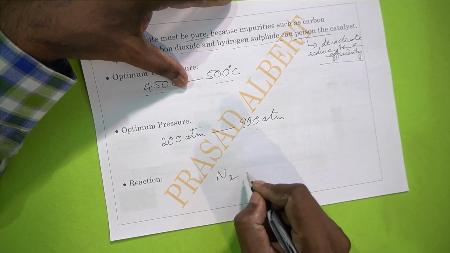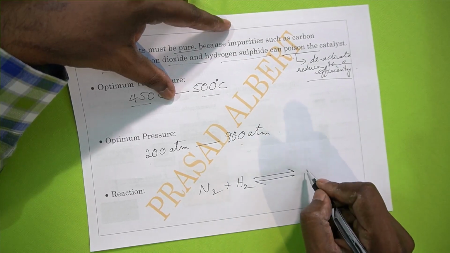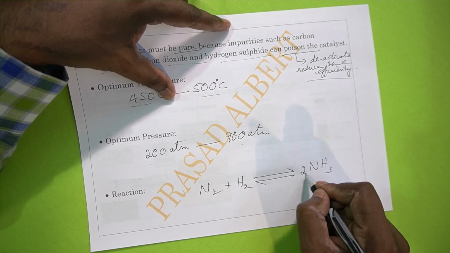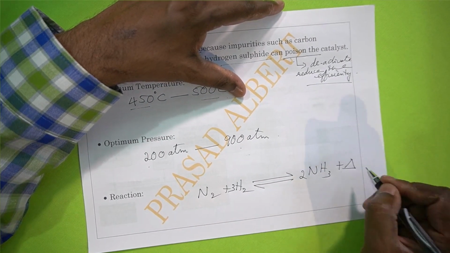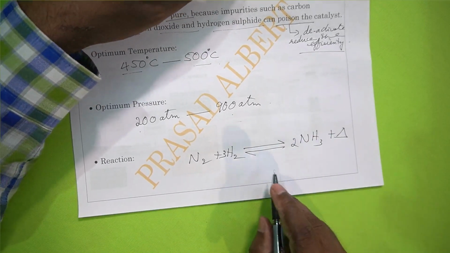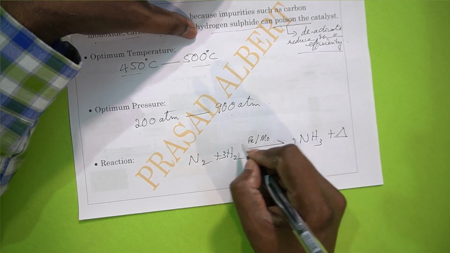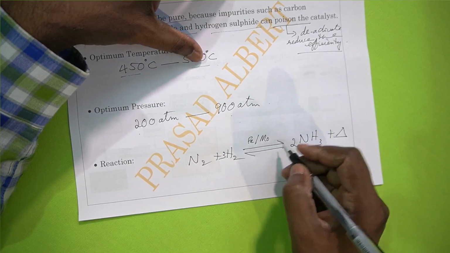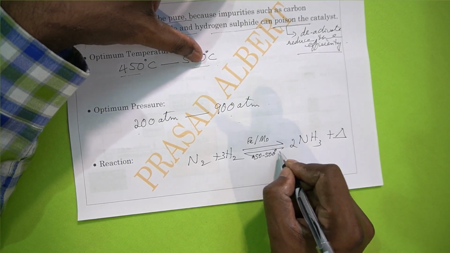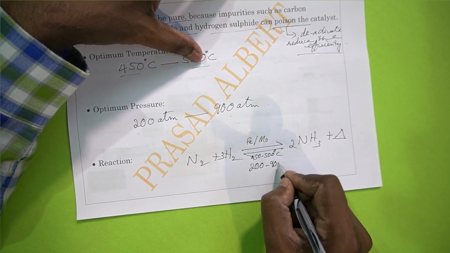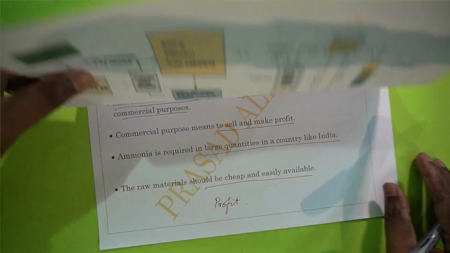So the reaction is nitrogen reacting with hydrogen. It's a reversible reaction producing ammonia: N2 + 3H2 ⇌ 2NH3. This is how it is balanced, and it is exothermic also. Heat is produced during the reaction. Now all the conditions apply here: finely divided iron (Fe) with molybdenum (Mo) as catalyst and promoter, temperature 450 to 500 degrees Celsius, and pressure 200 to 900 atmospheres. So this setup is possible in the industry, so it is possible to conduct.